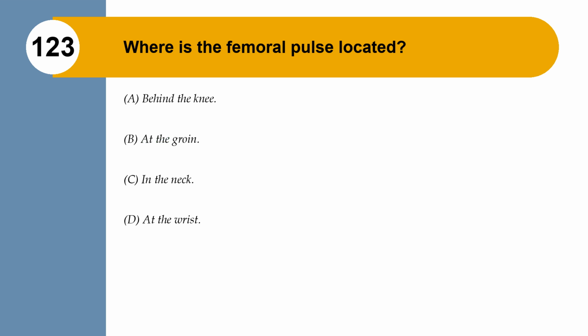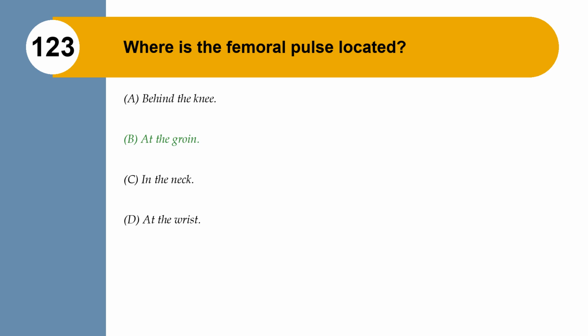Question 123. Where is the femoral pulse located? Option A, behind the knee. Option B, at the groin. Option C, in the neck. Option D, at the wrist.